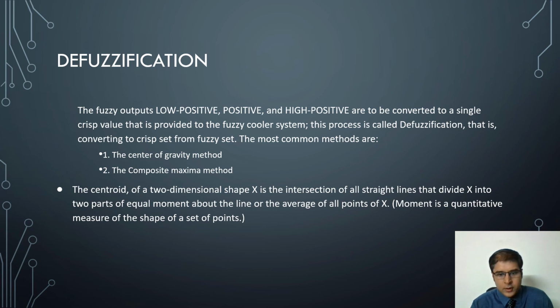So that is the center of gravity method. Moment is a quantitative measure of the shape of the set of points. The other method we can use is the composite maxima method.